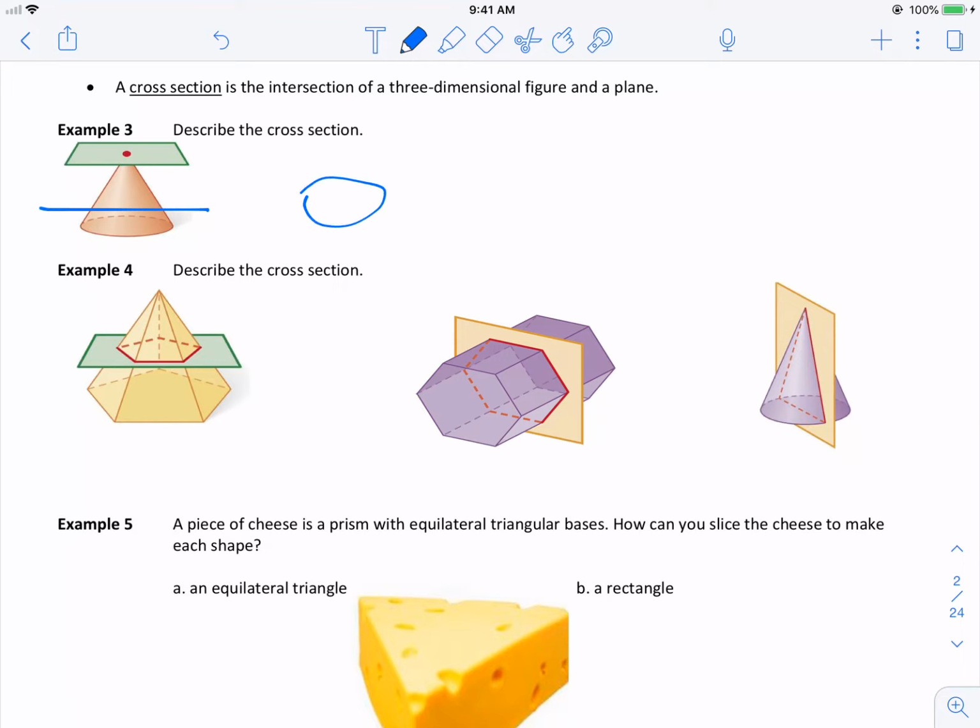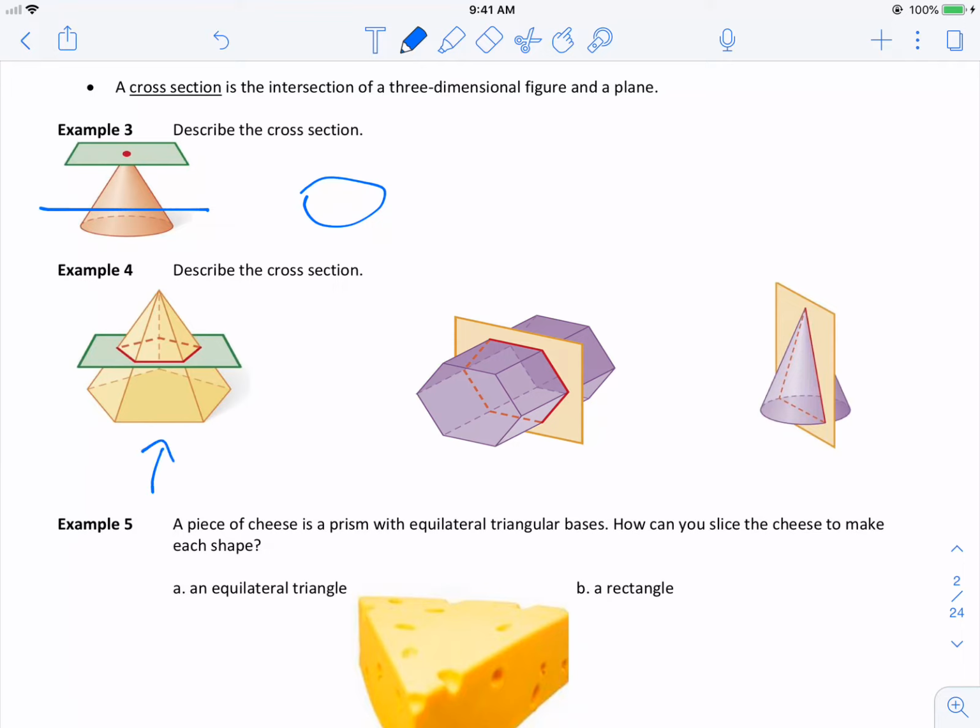It would be circular. It wouldn't be the same size circle. It wouldn't be a congruent circle, but only at the very top where we have this plane would we have a point as our cross-section. Example 4, it's a little easier to see the shapes of these cross-sections.